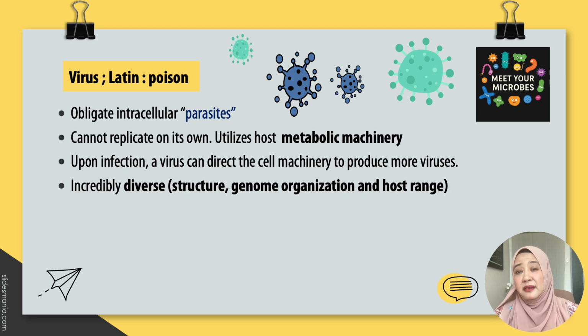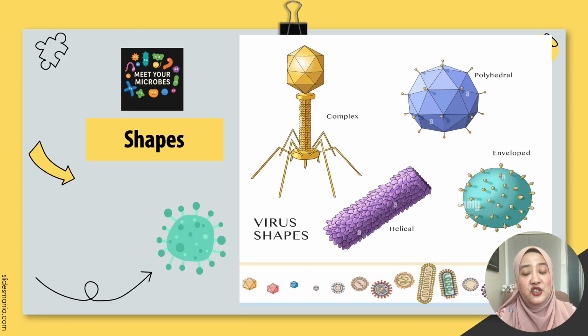Although viruses are simple, as I mentioned previously, they only require nucleic acid and protein, they are also very diverse. They're simple, yet they're complex in terms of structure, genome organization, and host range. Viruses come in a lot of shapes and structures. You've got complex viruses in the form of bacteriophages, you've got helical viruses, polyhedral viruses, and enveloped viruses. So there's a wide variety of shapes for viruses compared to your typical cocci, bacilli, and comma-shaped bacteria.